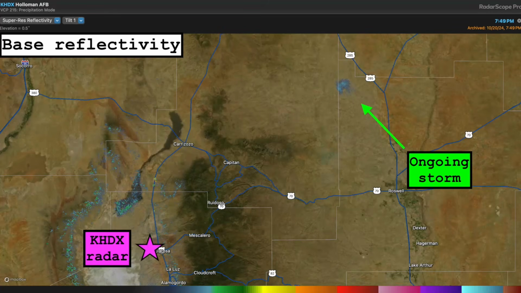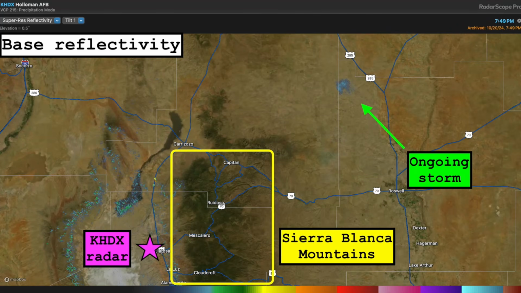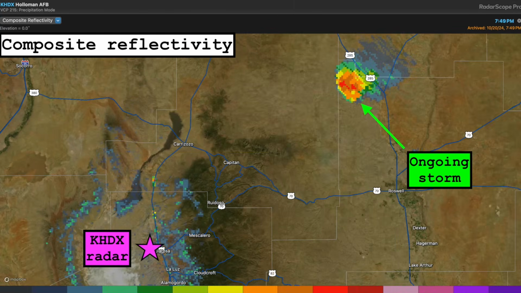For example, a strong thunderstorm was ongoing north of Roswell, New Mexico at the time of this base reflectivity image from the KHDX radar, but you might not know it. The KHDX radar is completely blocked in the low levels to the east by the Sierra Blanca Mountains, rendering the lowest two elevation angles useless. When we switch to composite reflectivity, we can much more clearly see the robust precipitation associated with the storm in question.